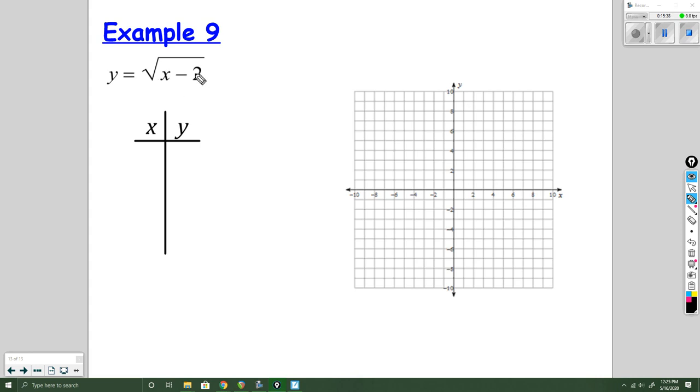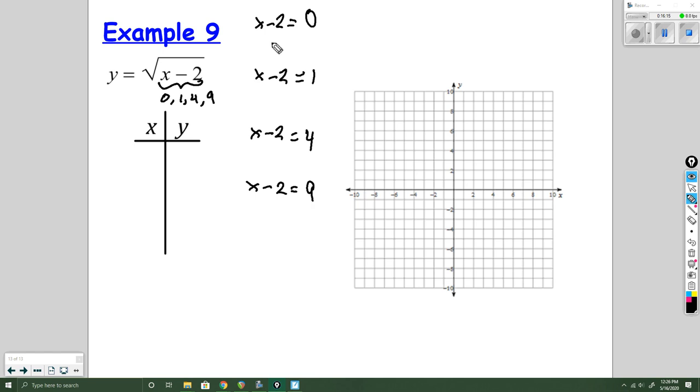When there's something inside that radical, we just want to figure out what does x need to be for us to get 0, 1, 4, and 9. That'll yield some nice and neat output values for us. So let's set x minus 2 equal to 0, 1, 4, and 9, and then solve those equations. So we get x is 2, x is 3, x is 6, and then x is 11. So there are our input values.